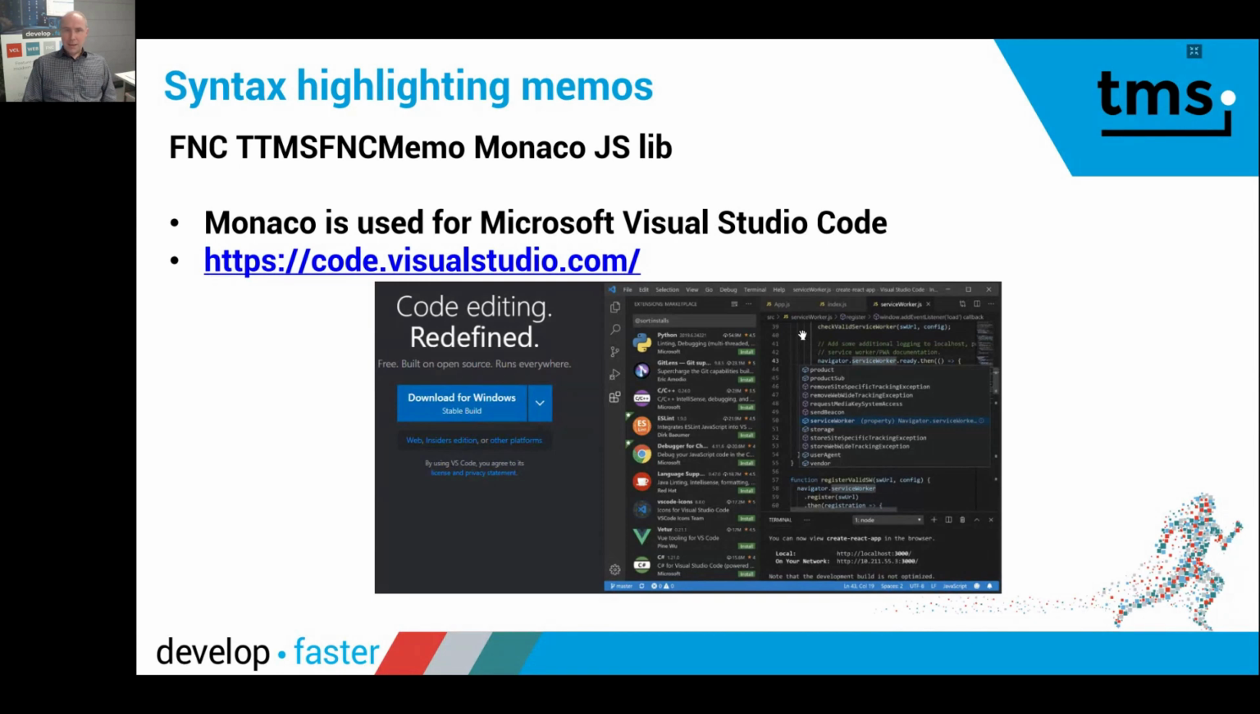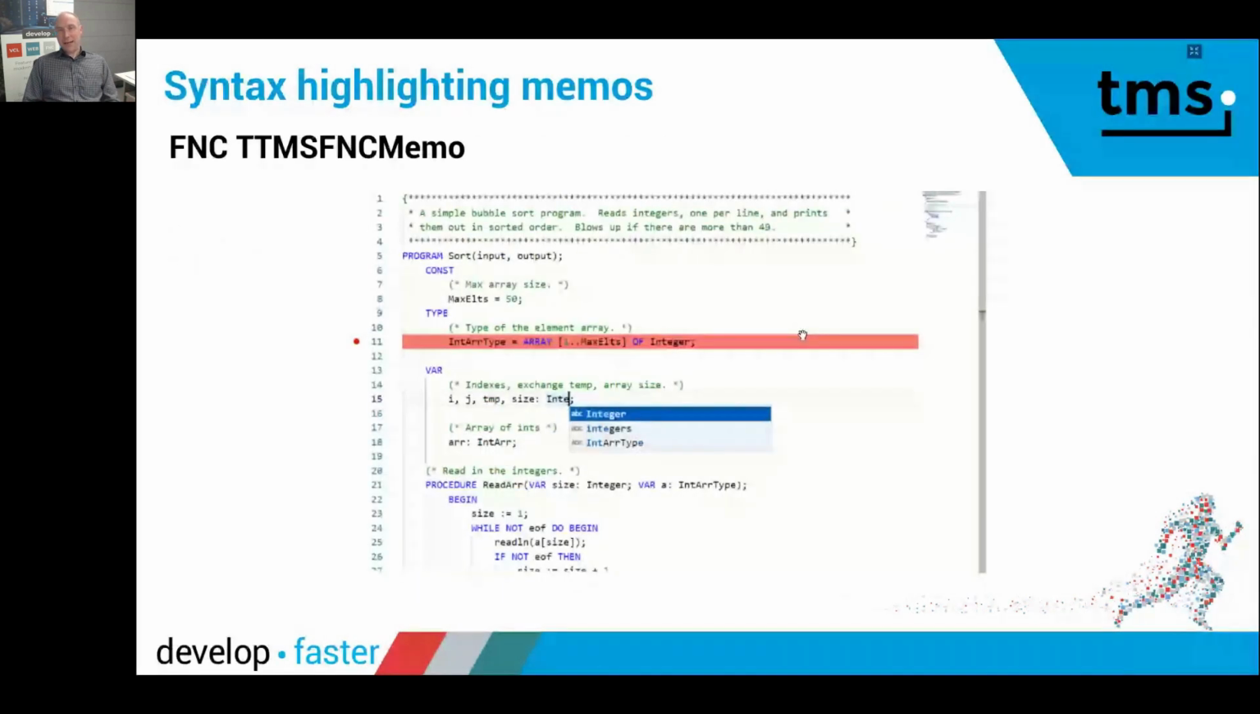But okay, let's go back to Delphi, because after all, we are Delphi developers. This is a screenshot that shows you the FNC Memo in action with Pascal code styler. So you can see that the Pascal keywords we are so used to are shown in a different color.